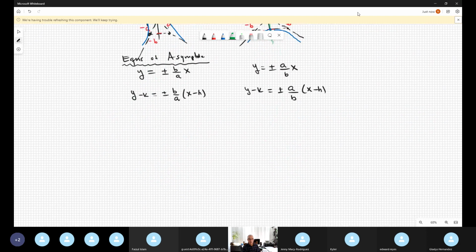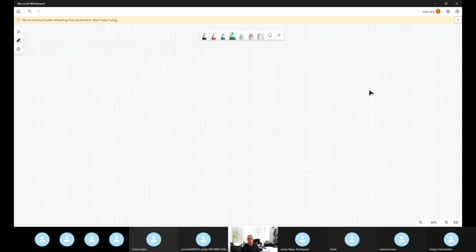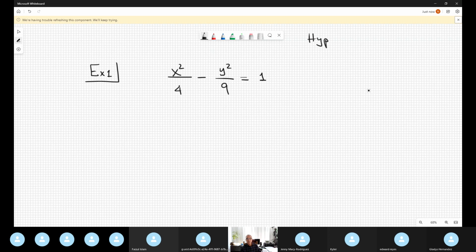Let's move into the first example of the hyperbola. Example 1, easy, like any first example: x squared over 4 minus y squared over 9 equals 1. My question is, is it a hyperbola? Of course, it's a hyperbola because I see x squared and y squared, but minus in between them. If it is plus, it is an ellipse. In a parabola, no, we have one square and another no square.